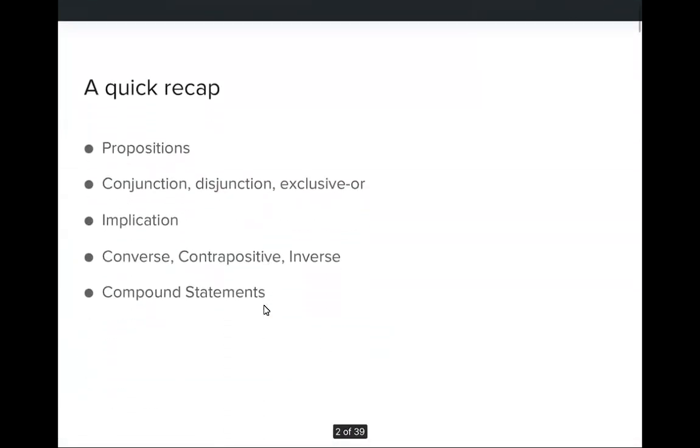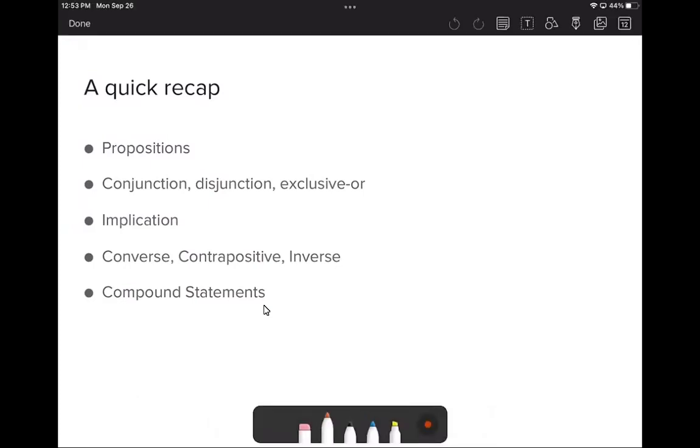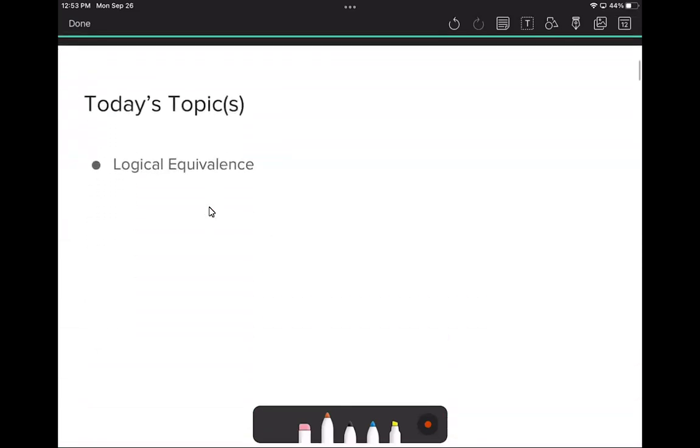In the previous lessons, we have talked about propositions, conjunction and disjunction, exclusive or, and implication, converse, contrapositive, inverse, which are derivatives of implication, as well as compound statements and how to obtain the truth values of several compound statements. Okay, so for this topic, we will talk about logical equivalence.